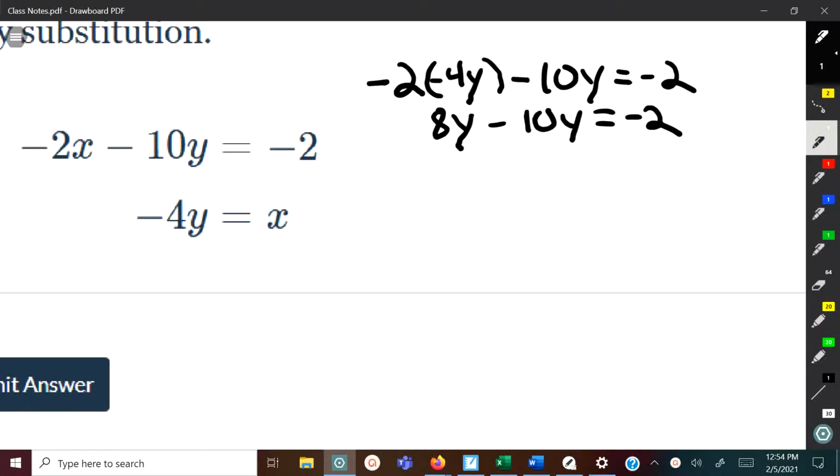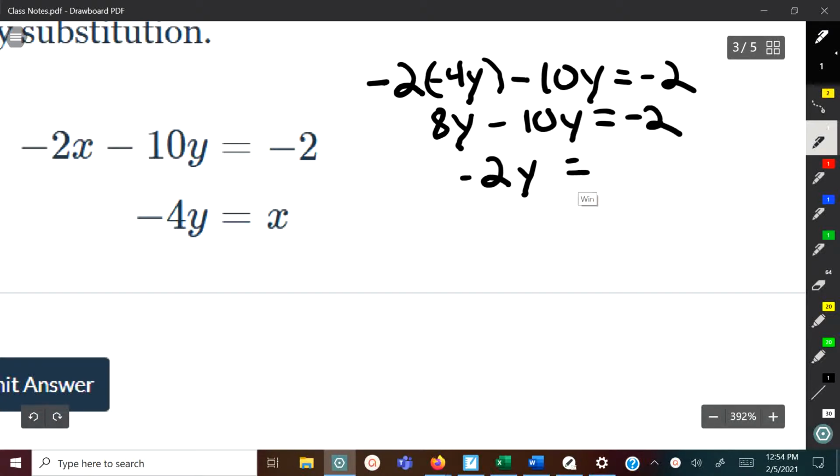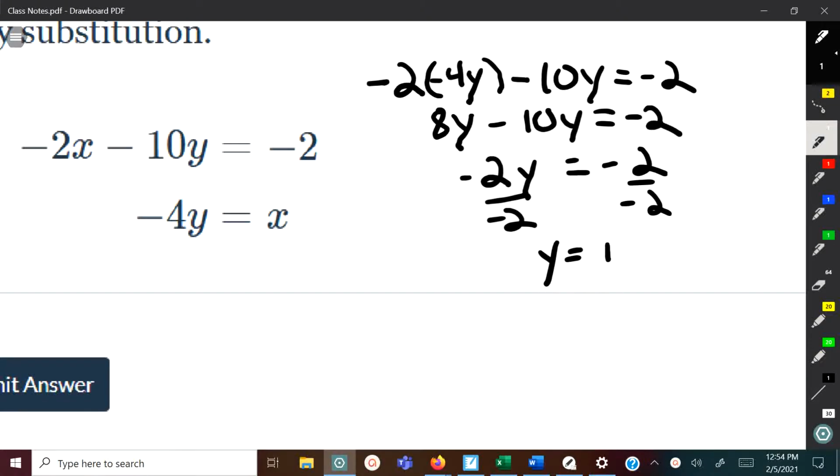Then I combine these like terms here, and with different signs, find the difference. 10 minus 8 is 2. The 10 is the bigger absolute value, so leave it negative. Negative 2. Then divide by negative 2. And y is equal to positive 1. So that's how you get the 1 there.